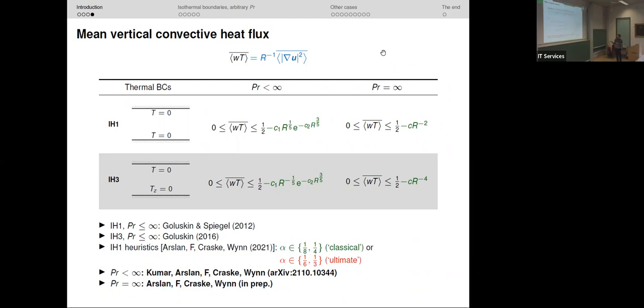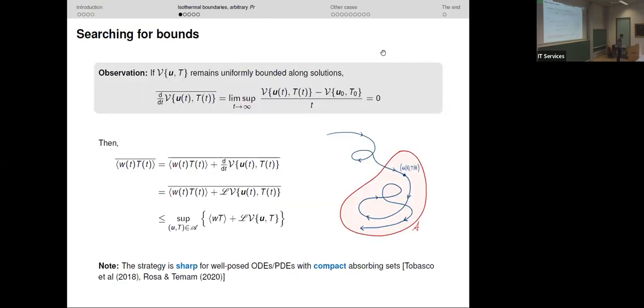Okay, so let me start by describing a general framework for searching for bounds on mean quantities. And if you were here on Tuesday, maybe you've seen this before because Sergey also explained it, but I'm going to go through it again. So the observation is actually quite simple. Let's suppose that I have a function V that depends on the velocity and the temperature, and that this remains bounded along solutions of the Boussinesq equations with the internal heating.